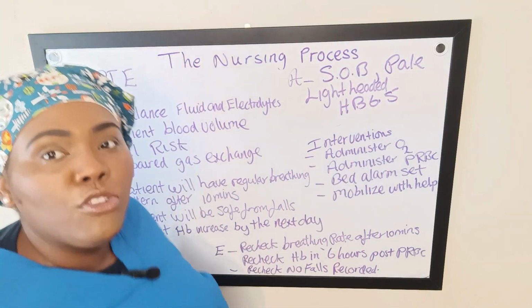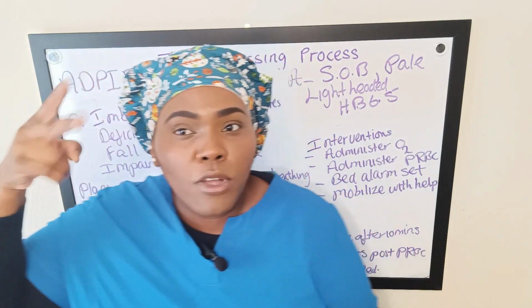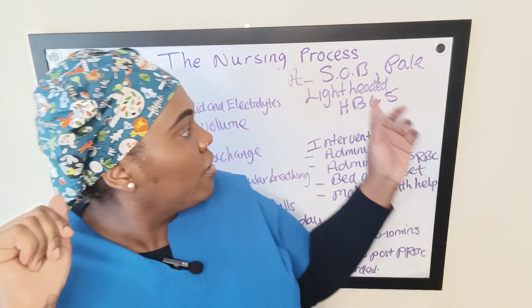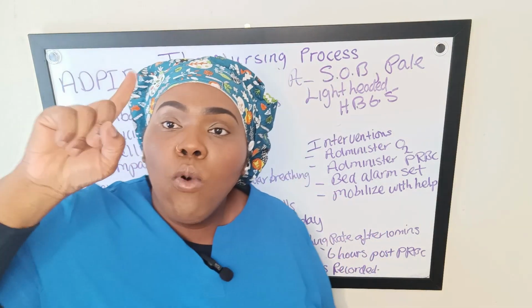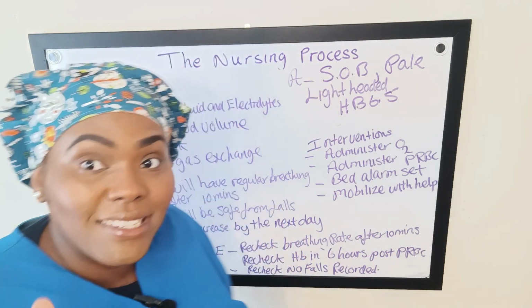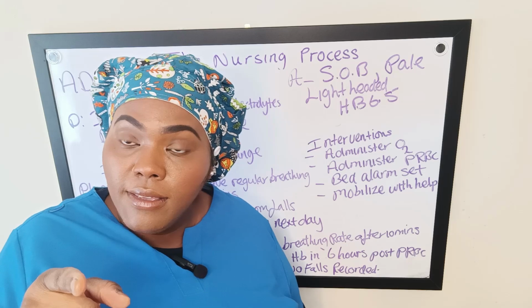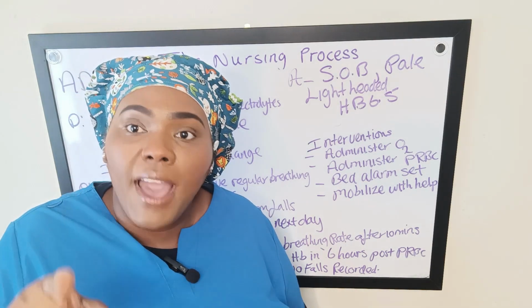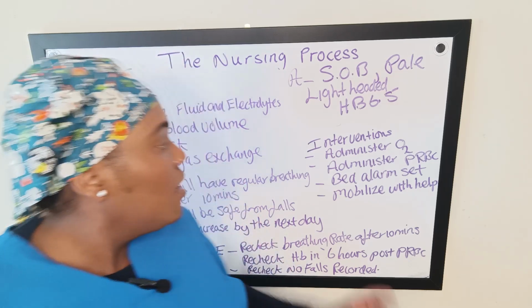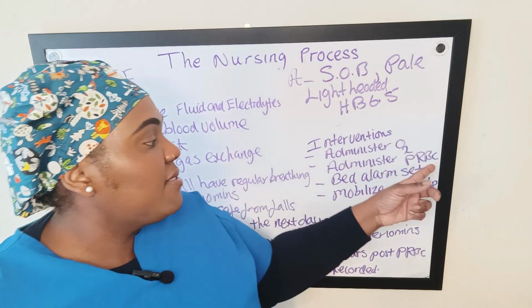Next thing. We're going to be killing 2 birds with 1 stone here. No, actually 3. Because lightheadedness, the HB of 6.5, and pallor will be fixed by doing this: giving them 1 unit of PRBC as ordered. Not you ordering it. Remember, not the nurse ordering it. The licensed provider is ordering it. Okay? So we're going to administer PRBC as ordered.